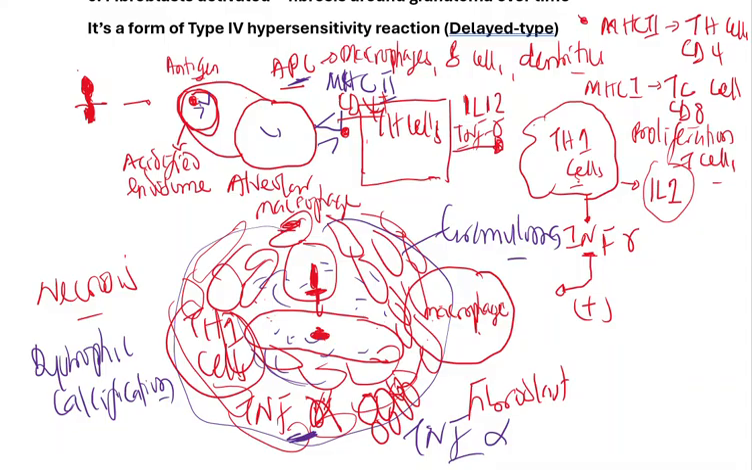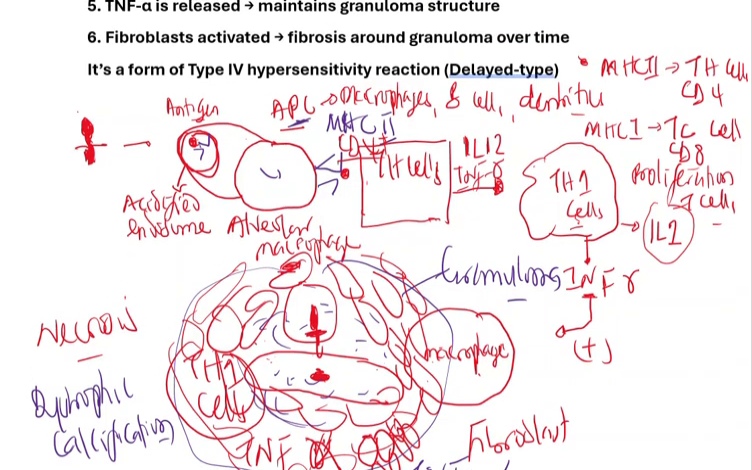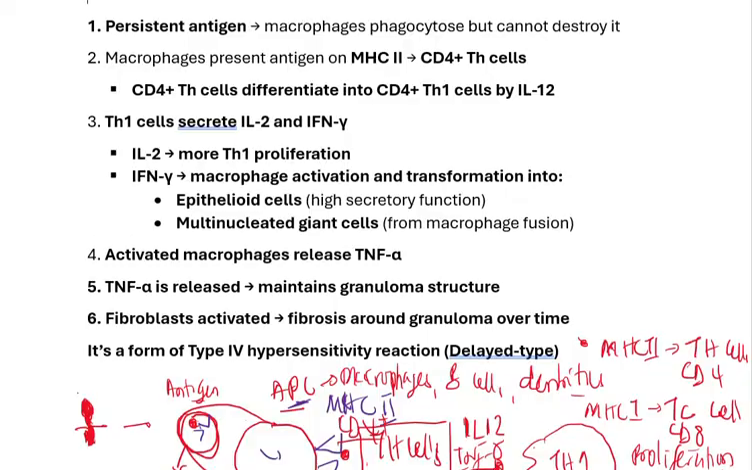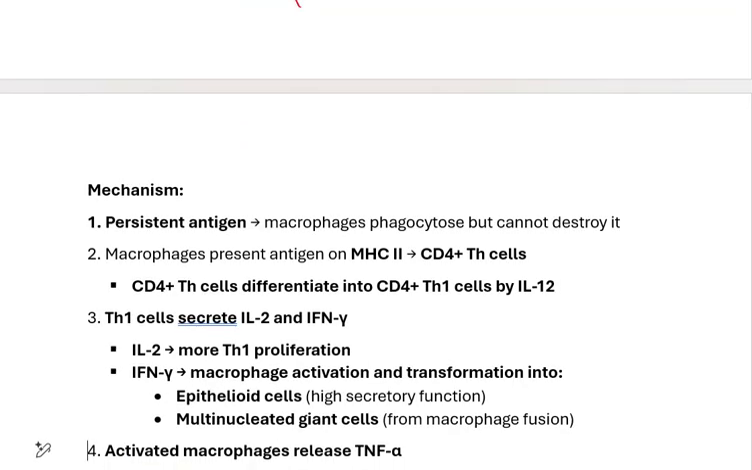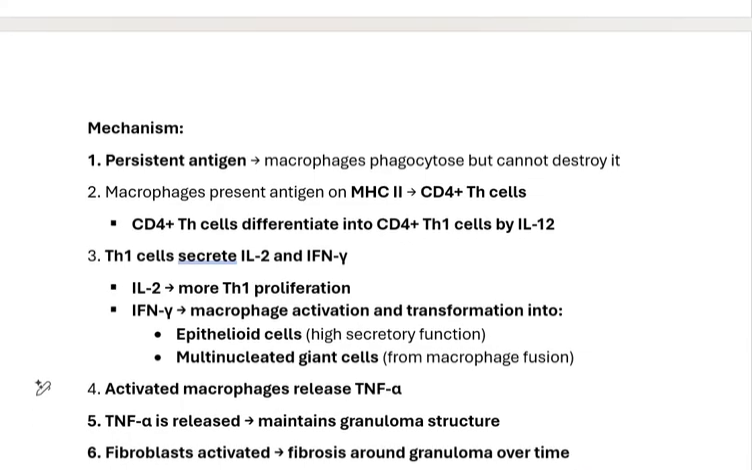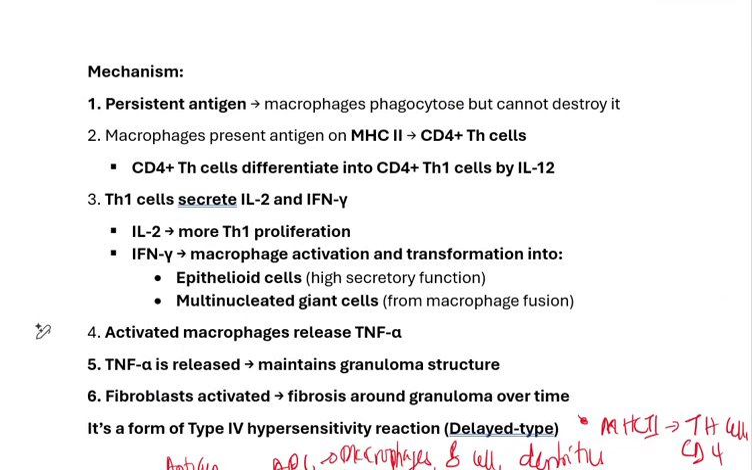Because if you have a latent TB and you're inhibiting the TNF-alpha, that will lead to breakdown of this granuloma. So let's go back to the notes. Let's see what we have in the notes, right? So looking at the notes, persistent antigen, like we mentioned, so we use TB as an example. The macrophage phagocytoses but cannot destroy it.